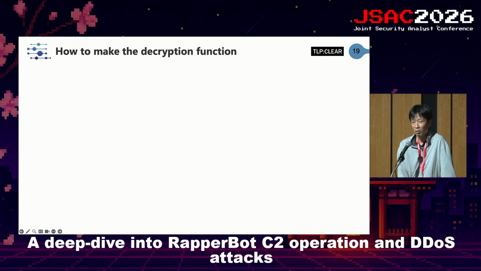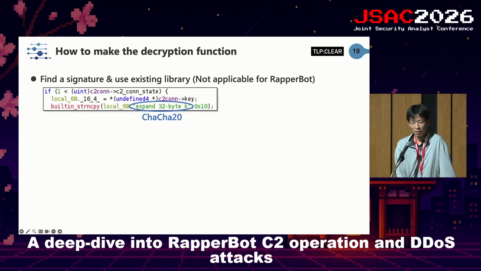There are three, I believe, ways of decrypting. First, identify some characteristics to use an existing library. This is the "expand 32-byte k" string, and so we think ChaCha20 is used. In the case of RapperBot, an original encryption algorithm was used, so this method was not applicable.